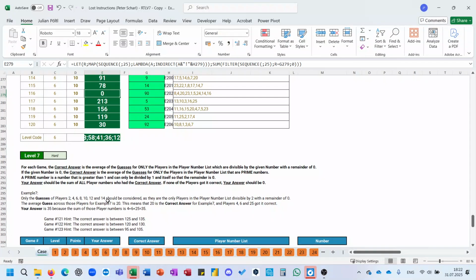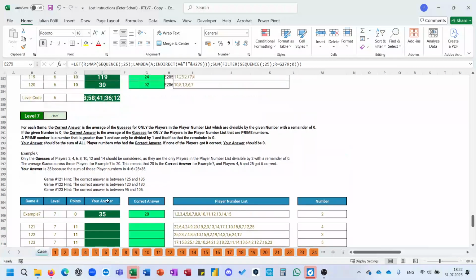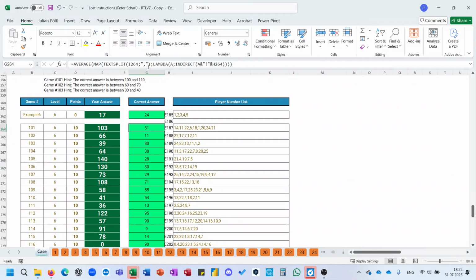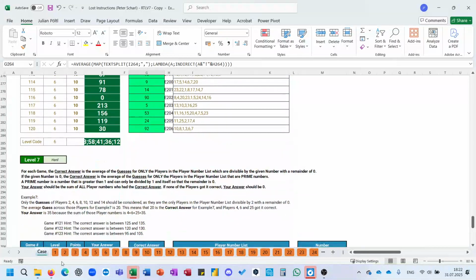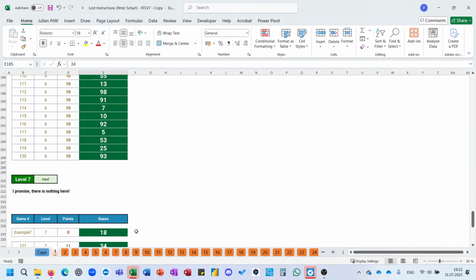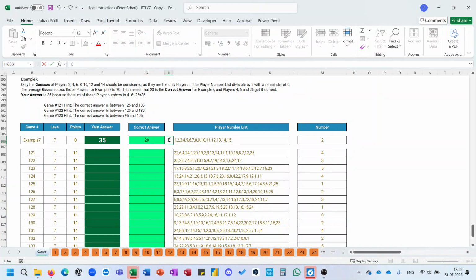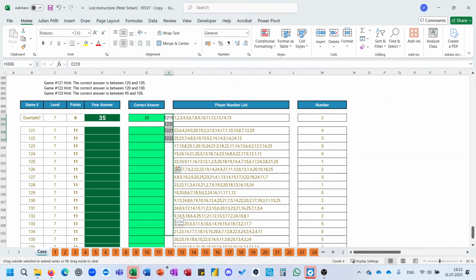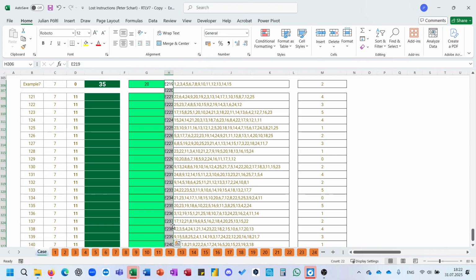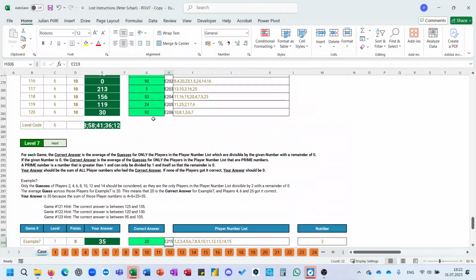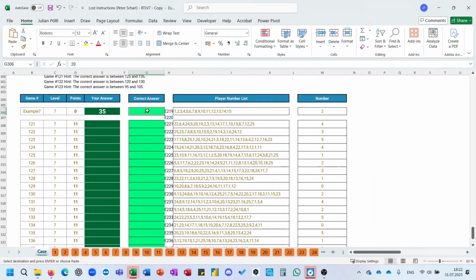So, level 7. So, we're basically using first E219, E219, dragging. Oh, it should work now. It is working. Okay, now we need basically the same.